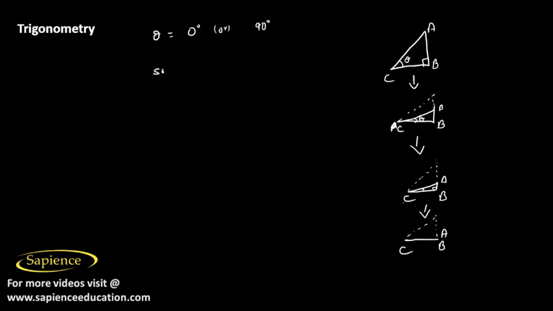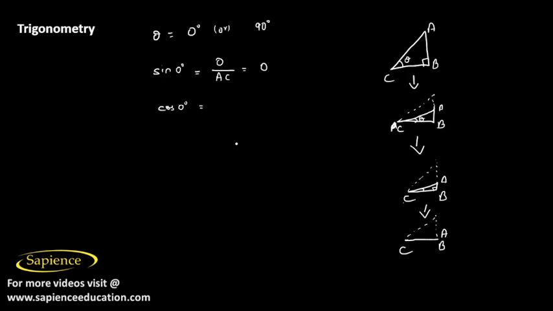So sine of 0 degrees, so sine of C will be opposite, which is AB divided by hypotenuse, and in this case AB value has become 0. As we decrease the angle, AB has slowly gotten into a smaller value and finally it became 0. So it is equal to 0 divided by hypotenuse is AC, but it doesn't matter because 0 divided by any number is 0.